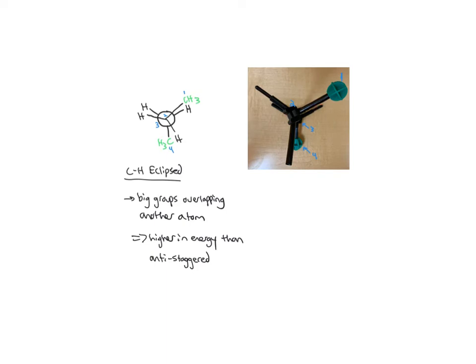So this H would correspond to the same one, so we actually left the back the same, and then this H is this one over here. And then the front atom still makes a little bit of a Y like that. So this one, because the big groups are overlapping another atom, is going to be higher in energy than the anti-staggered, but we're going to see it's not actually the worst conformation that is possible.